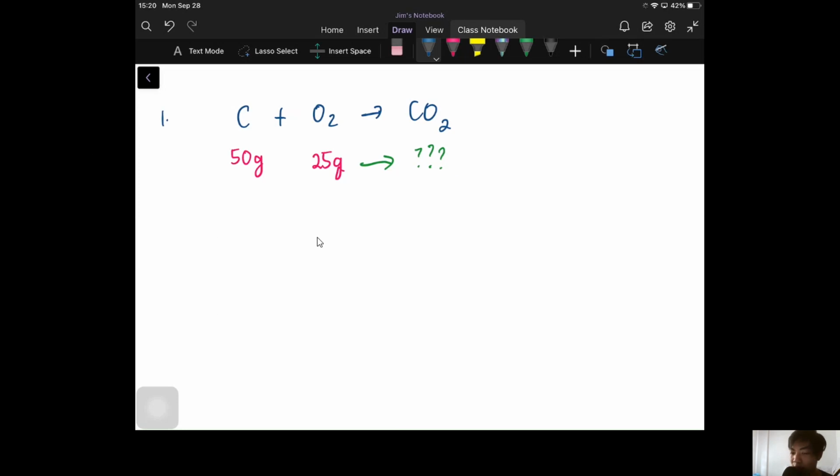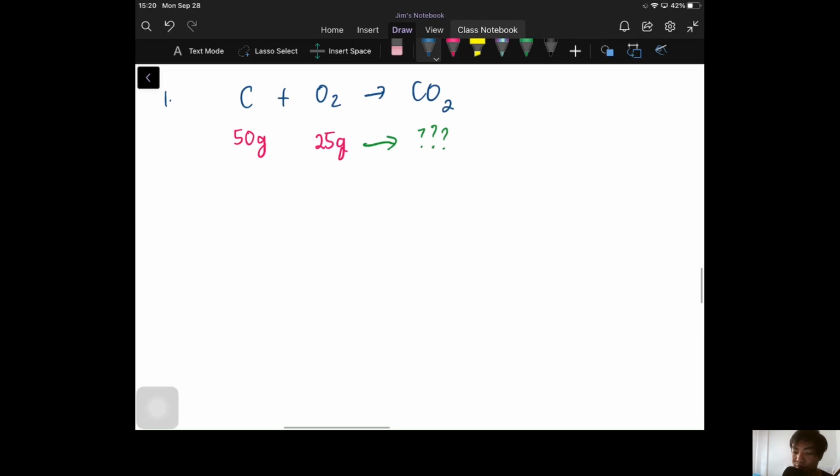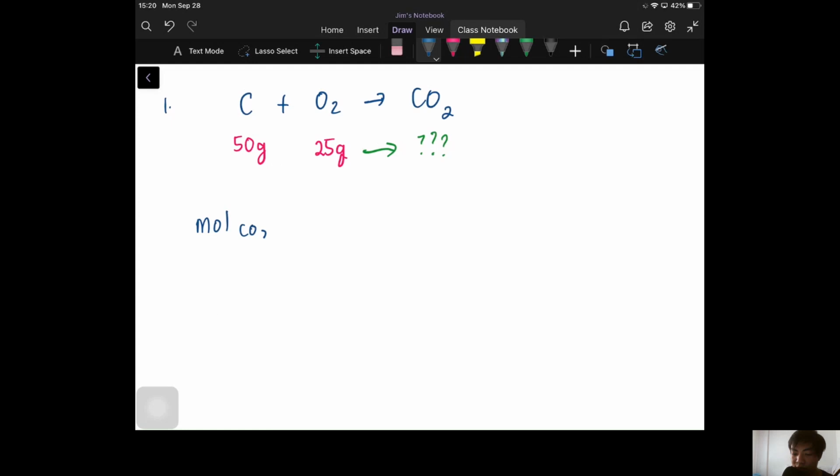Okay, so ganito gagawin natin. We are going to obtain the moles muna. Obtain the moles of carbon dioxide that you can obtain from carbon and the moles of carbon dioxide that you can obtain from oxygen. So ito yung first step na: identify how much product can you form out of your reactants. Kunin natin yung moles ng carbon dioxide from carbon and moles ng carbon dioxide from oxygen gas. Okay? So, gawin natin yan.